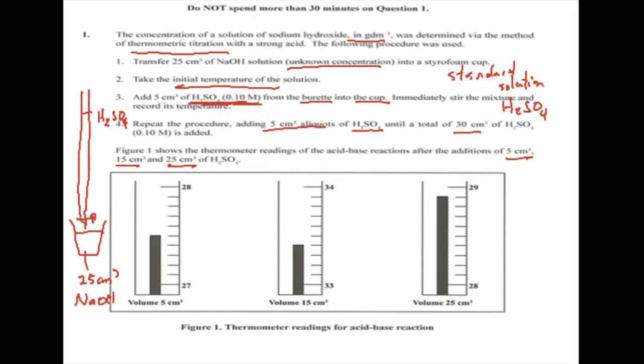If that's the case, then it means that after we've added 5 cm cube of our acid, the temperature is, what's that? 27, that's 27.5 degrees Celsius. After 15 cm cube, this would be 33.4. And when 30 cm cube would have been added, the temperature reading here is 28.9 degrees Celsius. So we're going to take these values and go forward with them.